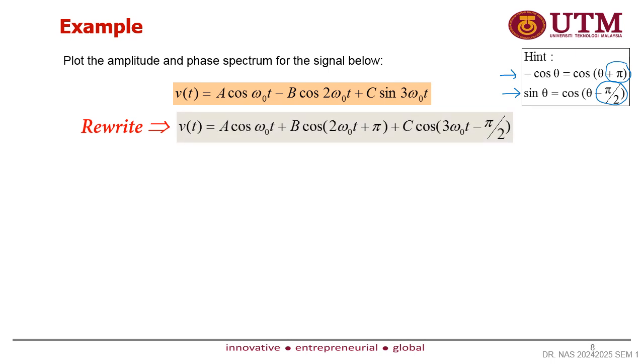This remains the same, A cos omega naught t, and here you can notice it is negative B cos 2 omega naught t. This is the second frequency, and the negative can be converted into positive by having a positive pi phase shift. And the third one, you have a sine function, you can convert it into cos by having a negative pi over 2 phase shift.